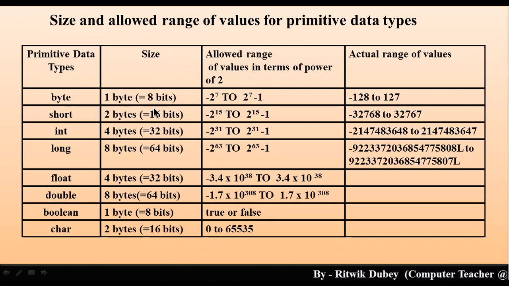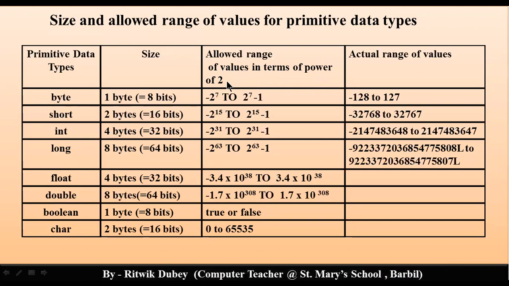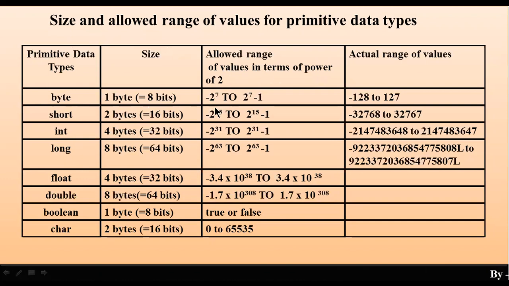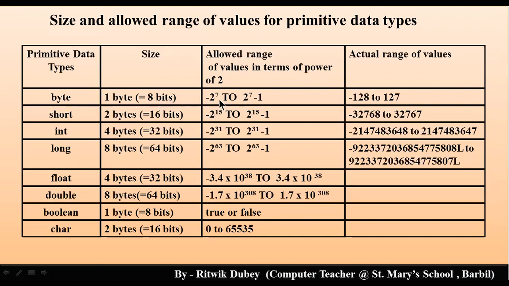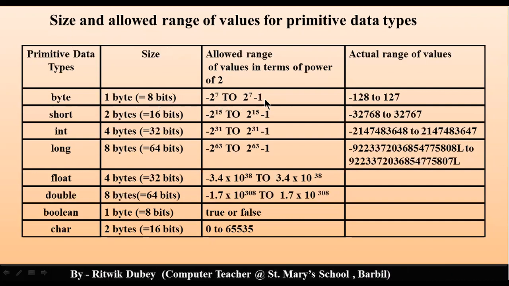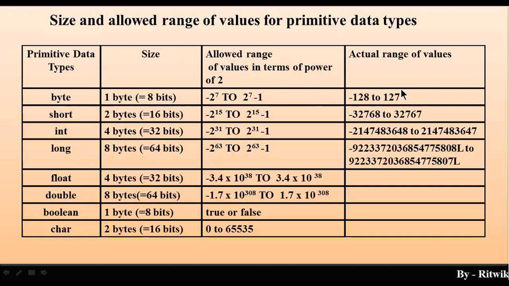So you need to remember this memory size in Java. Then the allowed range of values in terms of power of 2. So how to remember? Minus 2 to the power... See, 1 byte is equal to how many bits? 8 bits. 8 minus 1, 7. So minus 2 to the power 7 to 2 to the power 7 minus 1. And what is the actual range of values?